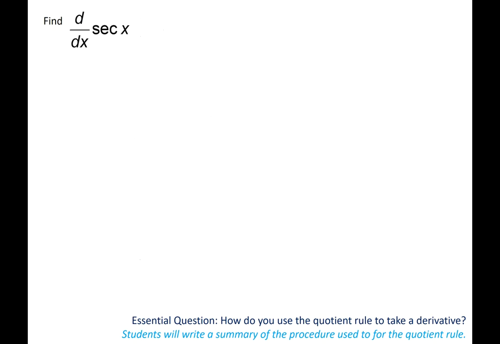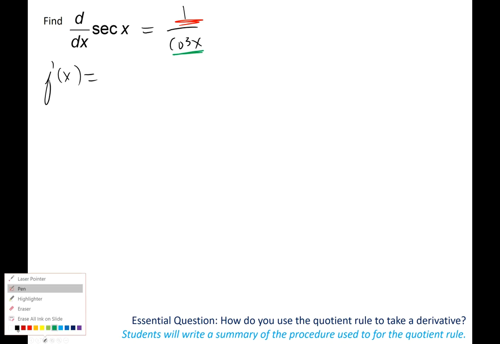All right, let's look at secant. Let's think back to our trig. What's another name for secant? 1 over cosine. Good. So I'm going to start taking my derivative of that. What's my red function right now? 1. And then what's my green function? Cosine x. Again, we're just going to follow the rules that we know.